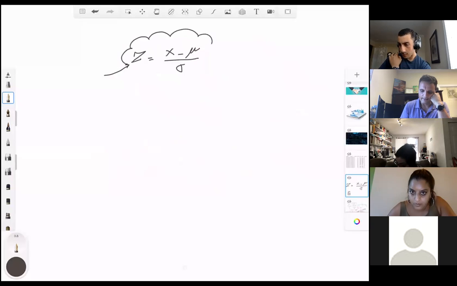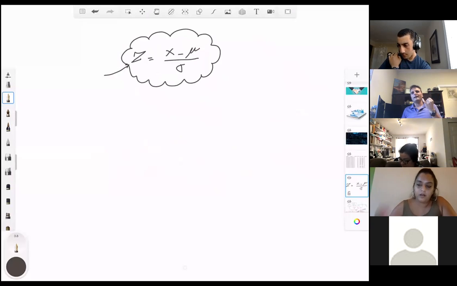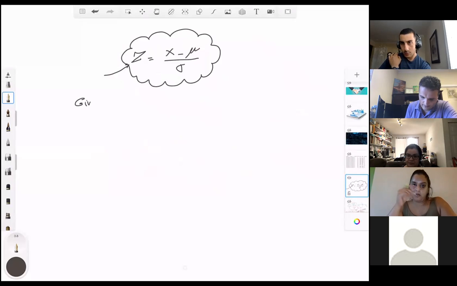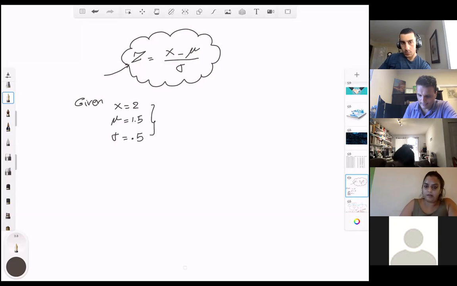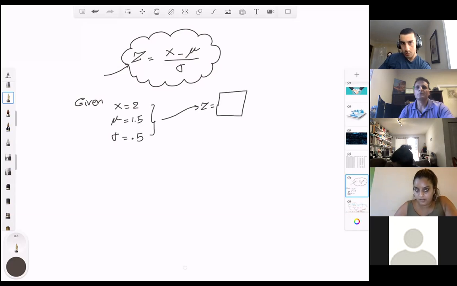So forget about that. I'm just giving you values for x, mu, and sigma, and I ask you guys what is z. So given x equal to 2, mu equal to 1.5, and sigma equal to 0.5, for example. So I give you this information and ask you guys what is z. So z should go to that box.